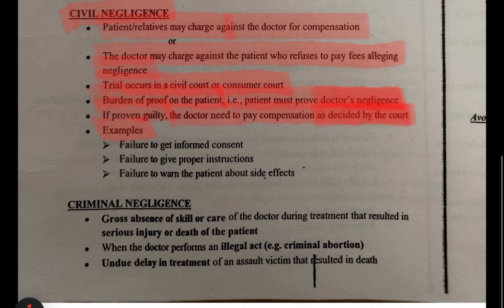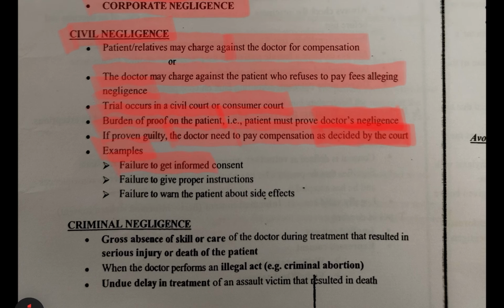Examples: failure to get informed consent, failure to give proper instruction, failure to warn the patient about side effects. So these are the examples of civil negligence. Now coming to criminal negligence.